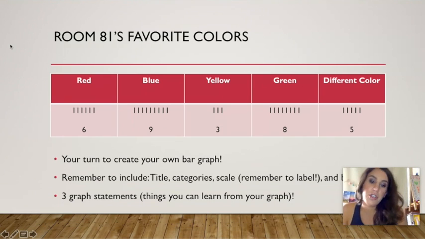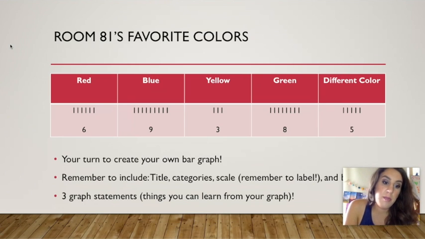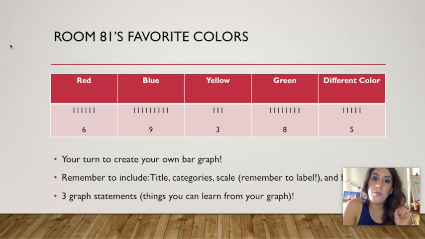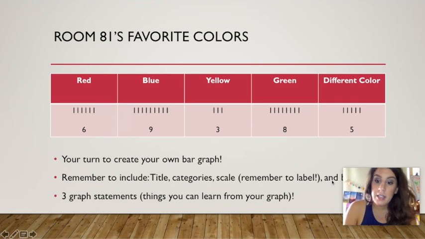So you're going to create your own bar graph using this information. Remember to include a title, the categories, the scale, and this time remember to label your scale. We didn't label it in the first one in the pictographs. Now you need to be labeling your scale and your bars. There should also be 3 graph statements, which are things that you can learn from your graph. You can write these on the back of your paper or on a separate sheet of paper. 3 simple sentences explaining different things you can learn from your bar graph.